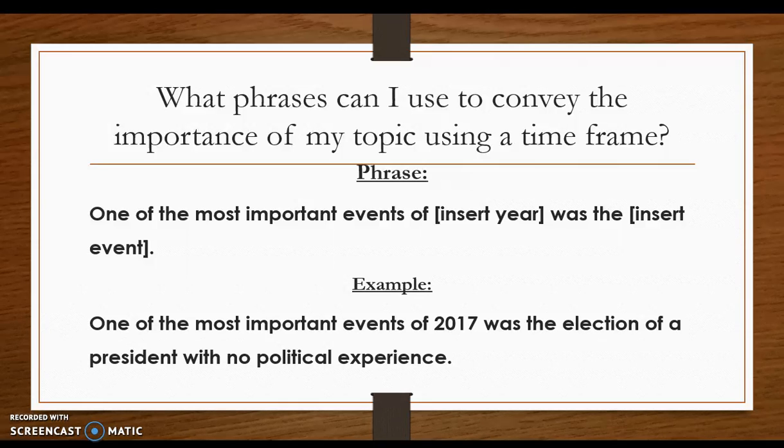So one of the most important events of, and perhaps the year, was, and then another event. So here you see one of the most important events of 2017 was the election of a president with no political experience. That was the opinion of the class. So I included it in this example as we created those. And they really did quite well using this phrasing. And of course, you could tweak this. This could be any year. This could be any event that you're interested in and doing a paper on.